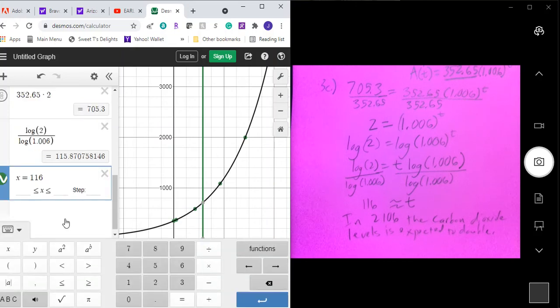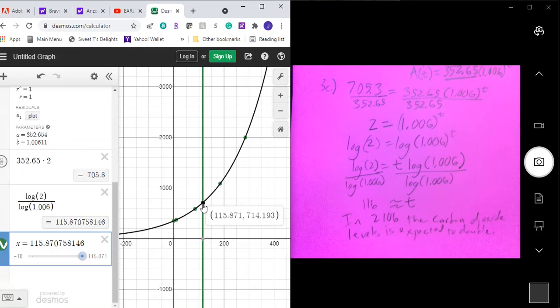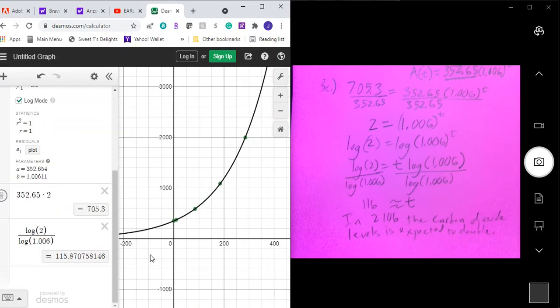But if we didn't round it and just put 115.87 and the rest of the digits, let's just show that. We put that there and click here. You notice here it basically gives us, well, actually it rounds it. So it's going to round it regardless, but it gives us something very close. Now this is one way of doing it since we're doing it on Desmos. Another way of doing it is this here.